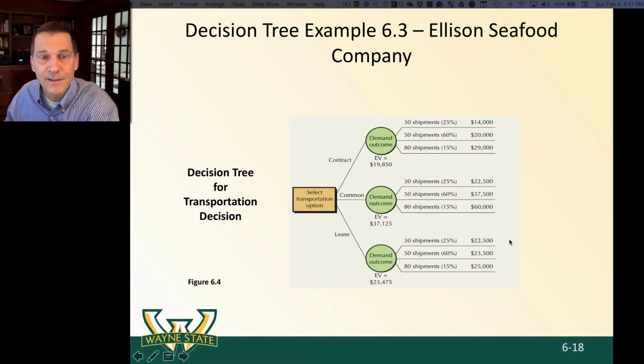So we'd build it off this branch, and this branch, and say, well, actually, no, we'd only build it here, wouldn't we? We'd say it's the lease option, and it's 80 shipments, and here it comes. Which of these truck options should we take off here? So the more complex the decision becomes, the more useful decision trees are.